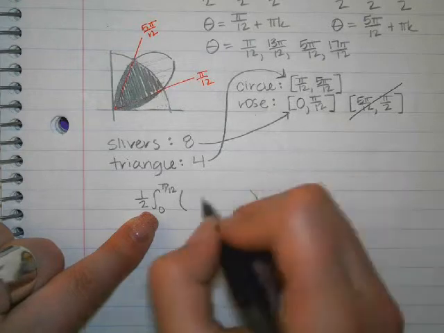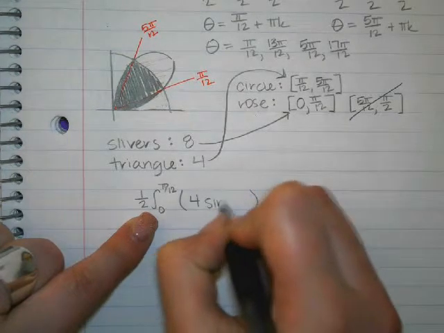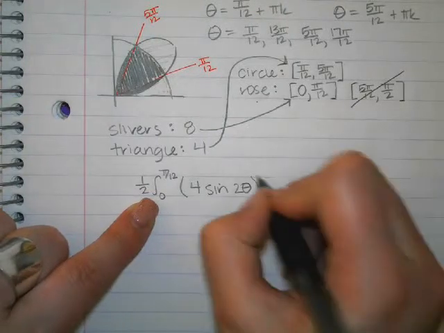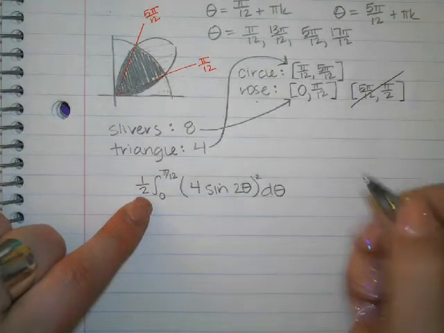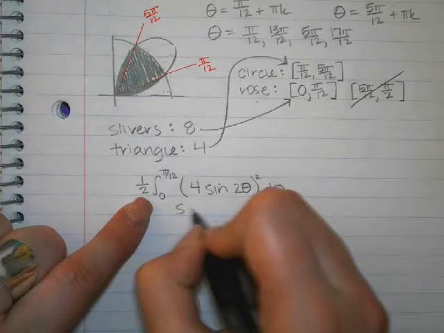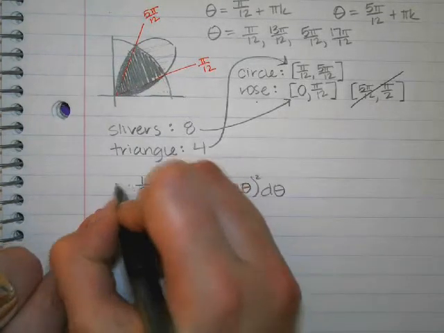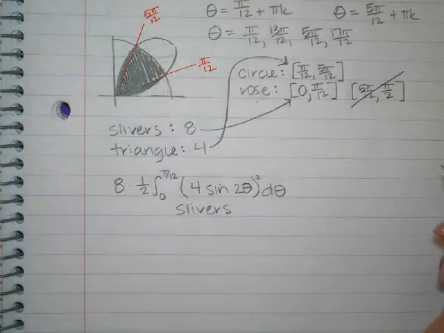The equation for the rows. So 4 sine 2 theta squared, d theta. And then because this represents the slivers, I should put 8 in front. 8 slivers.